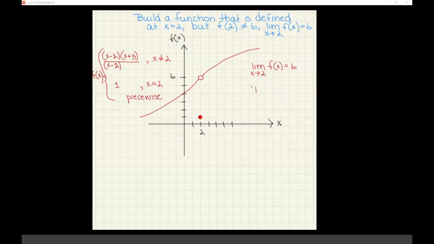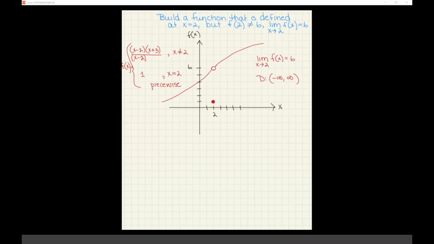Okay, so my domain is negative infinity to positive infinity. All right. So basically, the statement that we had in the practice problems is false, because I was able to come up with a counter example.